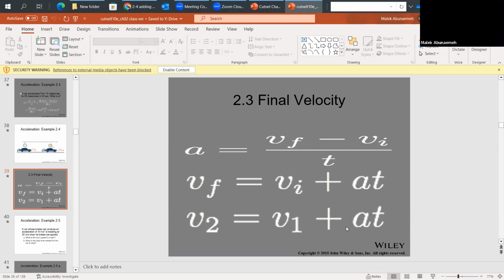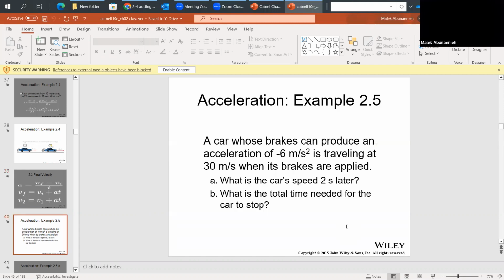Some books use VI for initial and VF for final. It's both the same thing. So let's go ahead and do this example. A car whose brakes can produce an acceleration of minus 6 meters per second squared is traveling at 30 meters per second when its brakes are applied. What is the car speed 2 seconds later? And what is the total time for the car needed to stop?